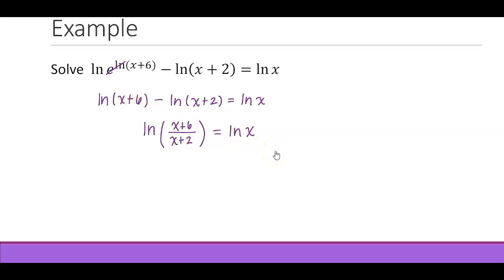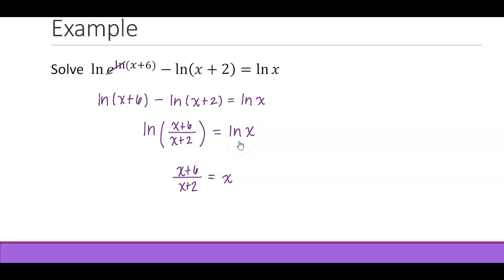Now, here I have natural log of something equals natural log of something. So in order for the left side to equal the right side, I can simply take the insides and set them equal to one another. So this is equivalent to just solving x plus 6 over x plus 2 is equal to x. I can basically ignore the natural logs.